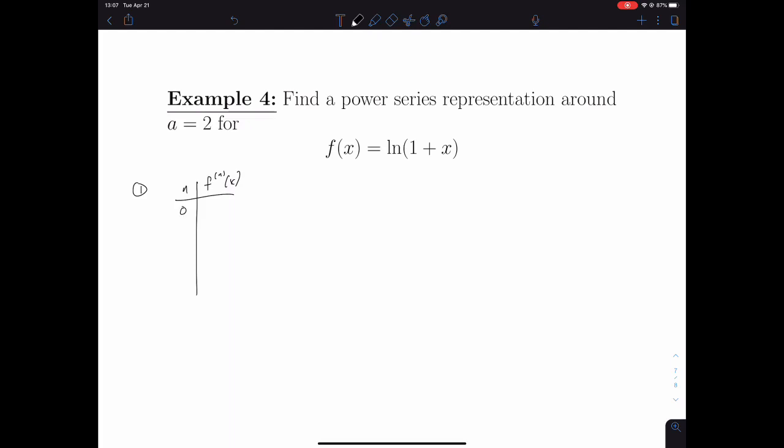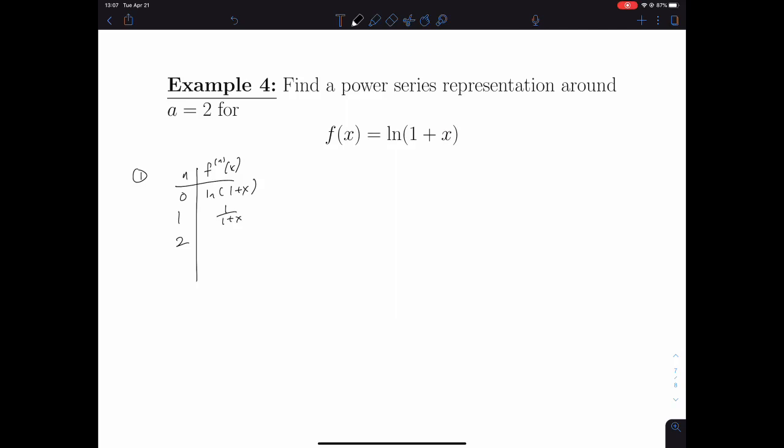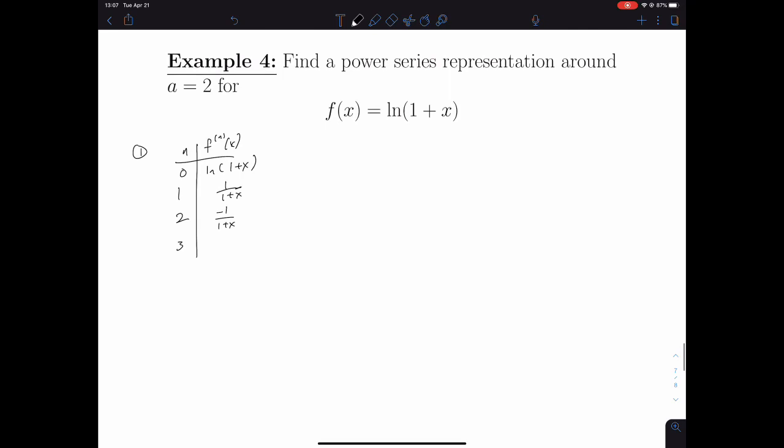Okay, so the 0th derivative is natural log of 1 plus x. The first derivative is 1 over 1 plus x. The second derivative, I get nothing from chain rule here because the derivative of 1 plus x is just 1. So I'll have a negative 1 over 1 plus x. For the third one, negative 1 over 1 plus x squared.